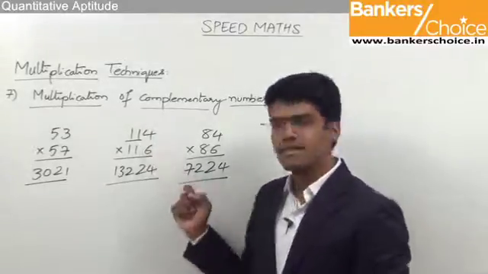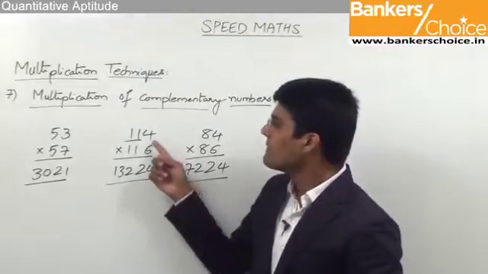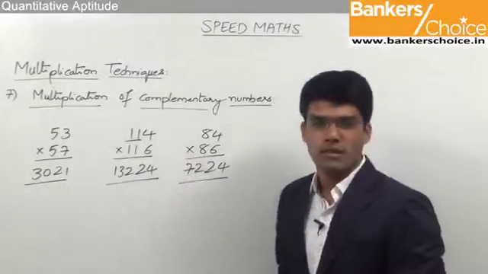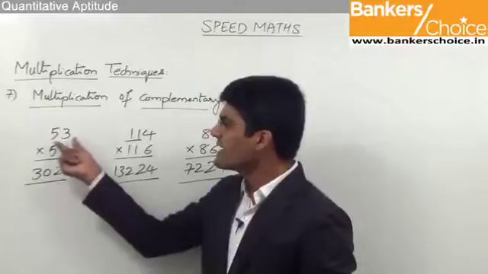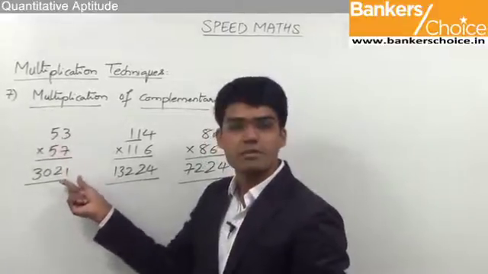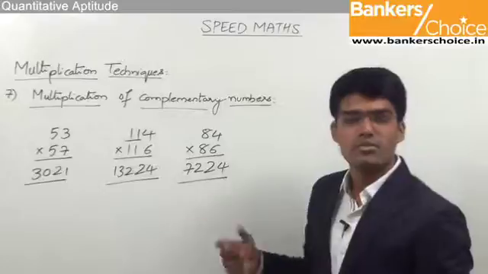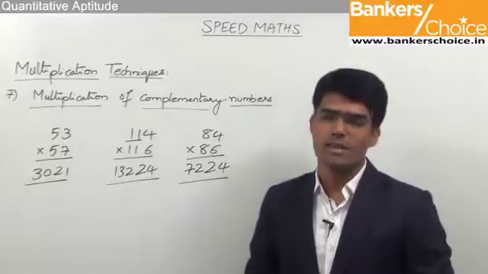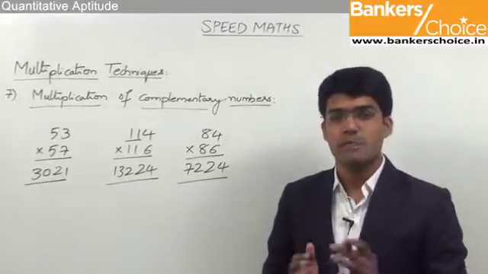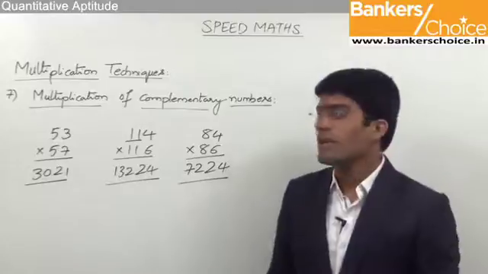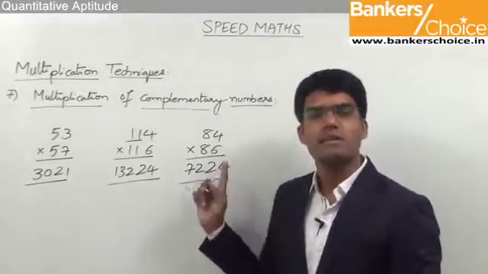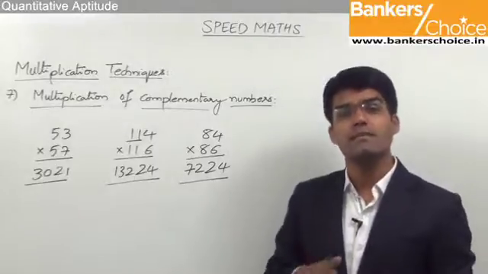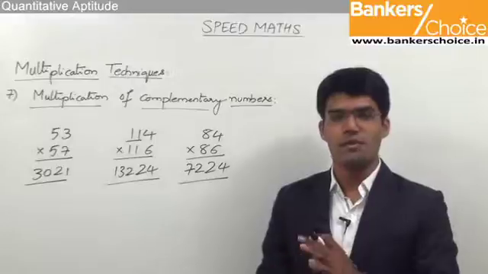Likewise, in 114 and 116, we can say that the answer will be 115 minus 1 into 115 plus 1. So that's like 115 square minus 1 square. And in case of 53 and 57, we can take it as 55 minus 2, 55 plus 2. So that's like 55 square minus 2 square. So very clearly, in all complementary numbers, we can also go for a plus b into a minus b equals a square minus b square. Remember friends, the converse is not true. Wherever we find complementary numbers, there a plus b into a minus b is applicable. But wherever we apply a plus b into a minus b, it doesn't mean that the numbers are complementary. So be careful when you apply this technique.